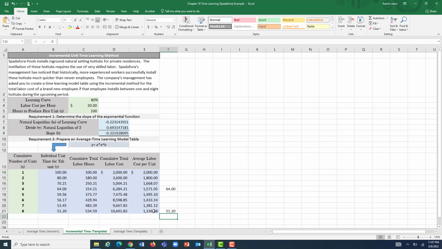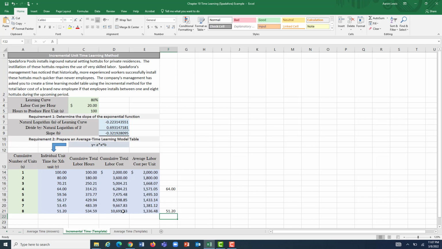When we budget, in this case, if we knew we were going to put in 8 hot tubs, we knew the aptitude of this employee, we knew all of this information we had, the number that we should be budgeting for labor cost during the period is $10,691.83. So that is the incremental method.